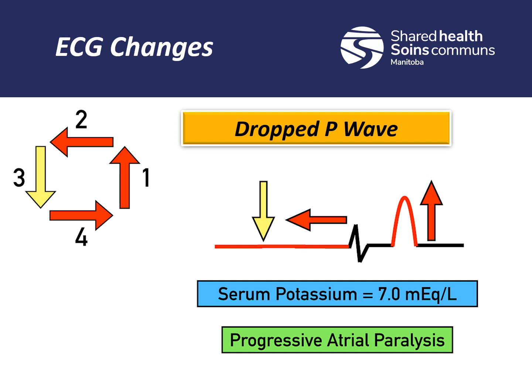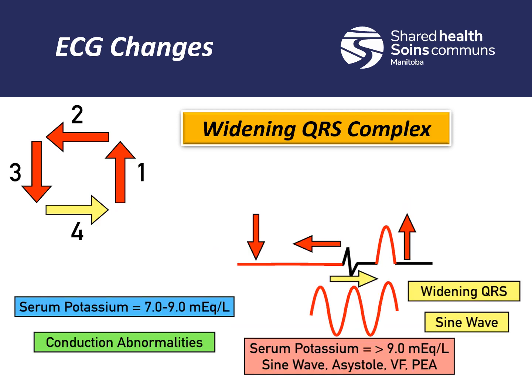Third, we're looking specifically at that P wave. Is it beginning to flatten? Is it beginning to disappear? We need to see if there are P waves with every complex. And last, we're going to look at that QRS complex.